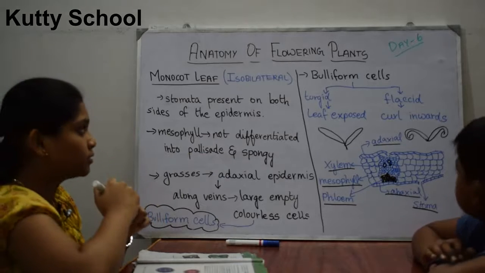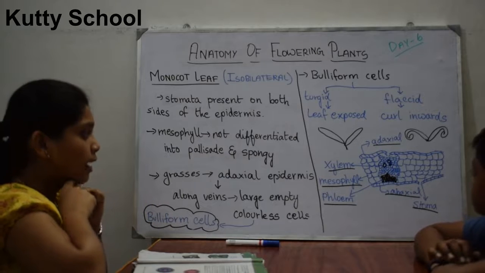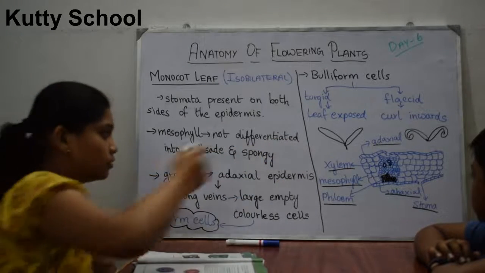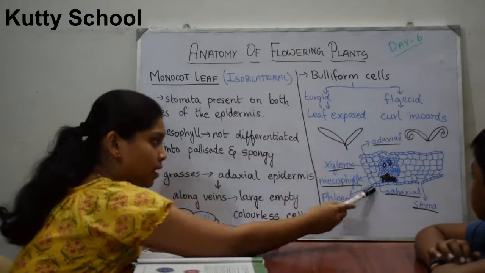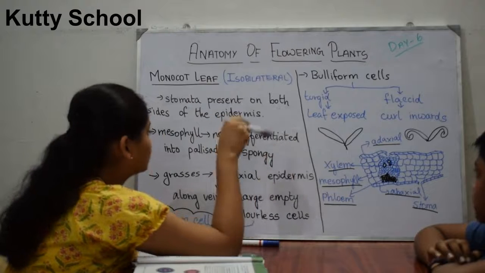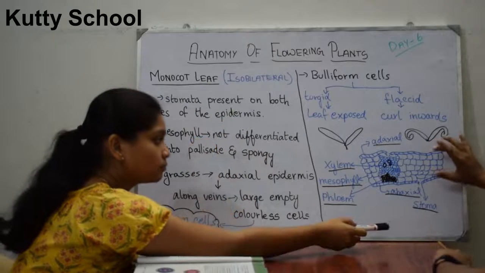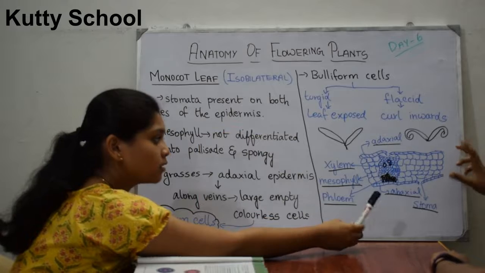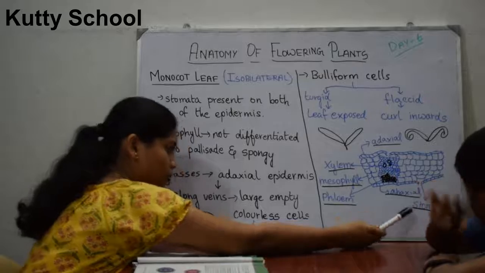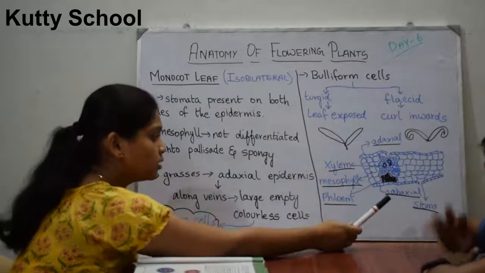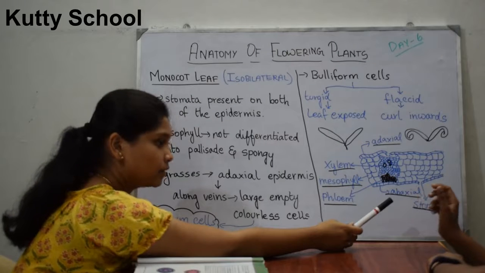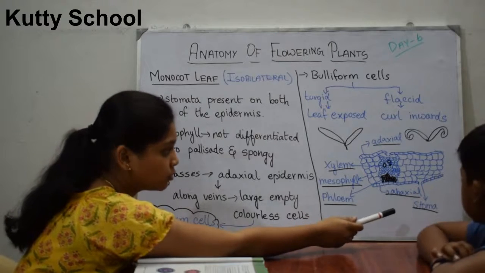This is about bulliform cells, and this is the structure of the monocot leaf. This is the adaxial epidermis and the abaxial epidermis. Since it does not have spongy and palisade parenchyma, it has somewhat equal stomata on top and bottom. The gaps are called stoma, where stomata are present.